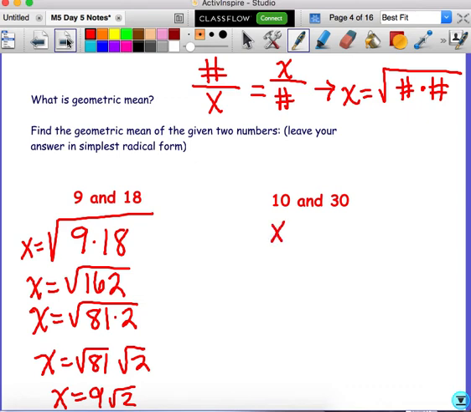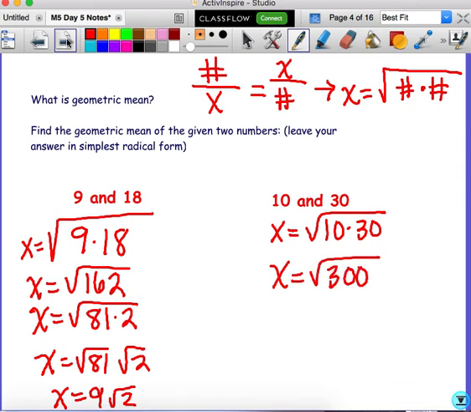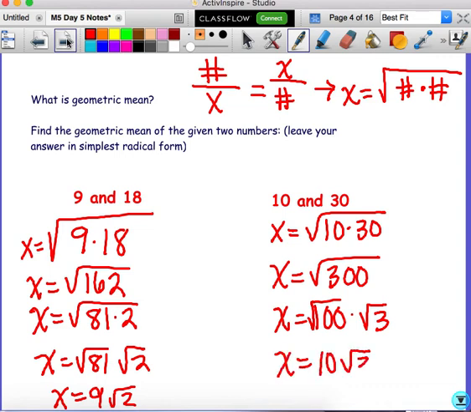For 10 and 30, we're going to go ahead and multiply those together. That gives us the square root of 300. 300 is divisible by the perfect square 100 3 times. And the square root of 100 is 10, so 10 square roots of 3 is our geometric mean of 10 and 30.